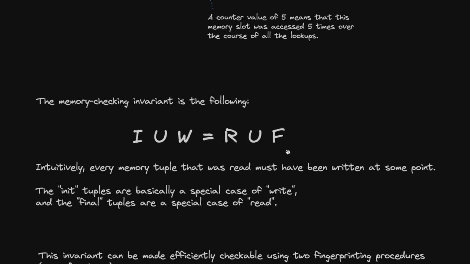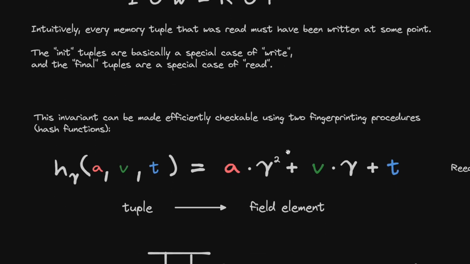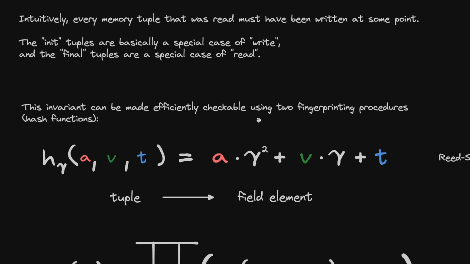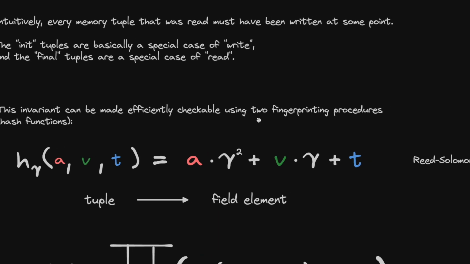In order to efficiently check this invariant, we're going to use some fingerprinting techniques, which you can think of as hash functions. Basically, it would be really inefficient to check every element of each one of these multisets to make sure that they're equal. Instead, we would much rather check the equality of, for example, 2 field elements. So in order to get there, first we're going to take the Reed-Solomon fingerprint of each tuple. So we have this lowercase h sub gamma mapping the address, value, counter to a single field element, like so.